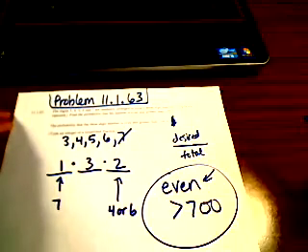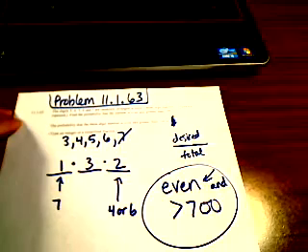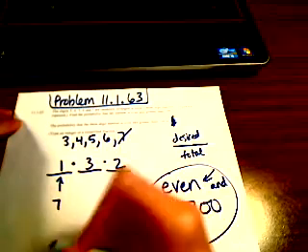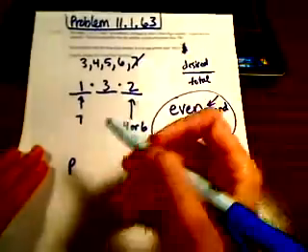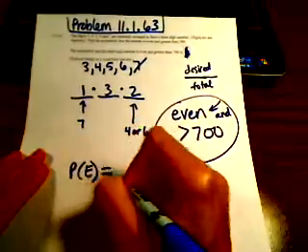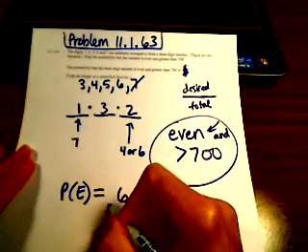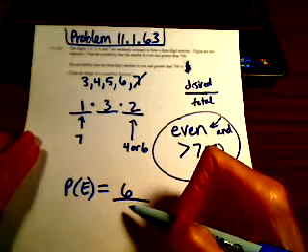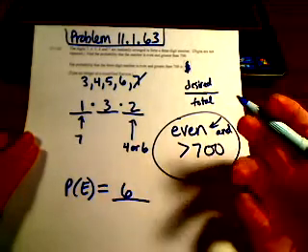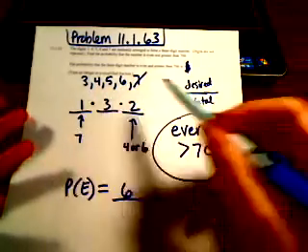This is your desired situation right here, that you have something that is even and something that is greater than 700. So the probability of this event, our desired situation, is 1 times 3 times 2 in the top. That's a 6. And then in the bottom, we have to think about what are the total possible number of 3-digit numbers that we can create with these digits.